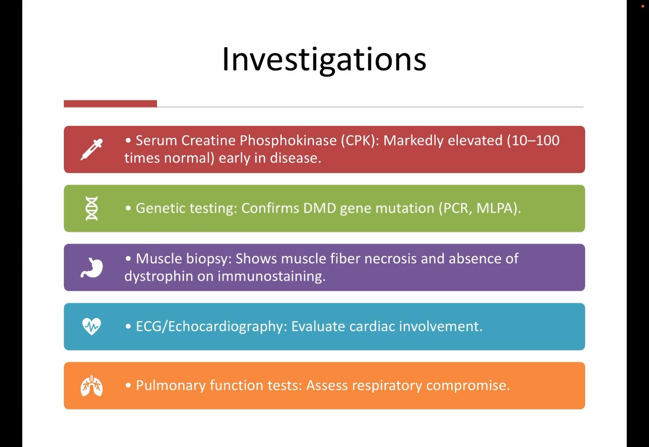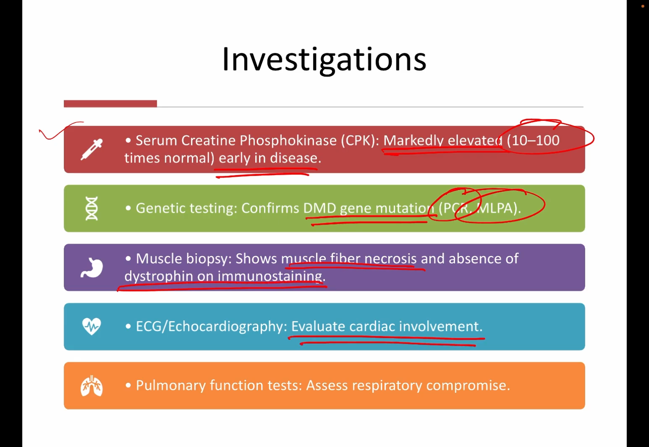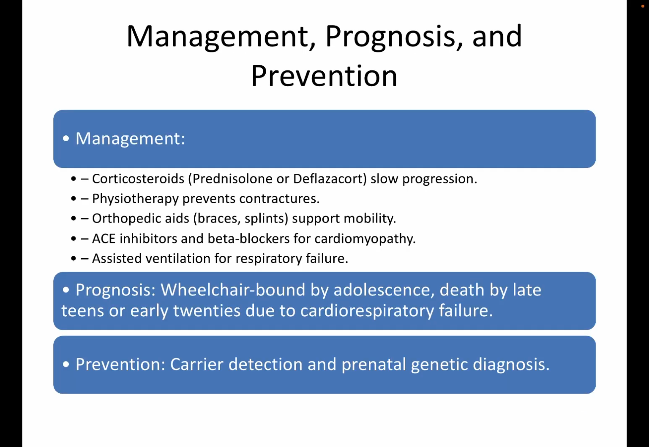Coming to the investigations, serum creatine phosphokinase will be markedly elevated, 10 to 100 times normal early in the disease. Genetic testing confirms the DMD gene mutation through PCR or MLPA. Muscle biopsy shows muscle fiber necrosis and the absence of dystrophin on immunostaining. ECG or echocardiography can be done to evaluate cardiac involvement. Pulmonary function tests can also be done for respiratory compromise.